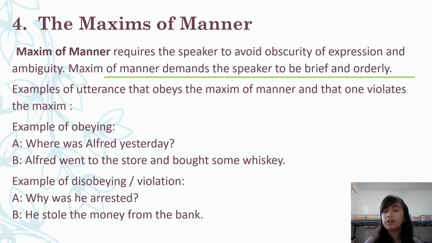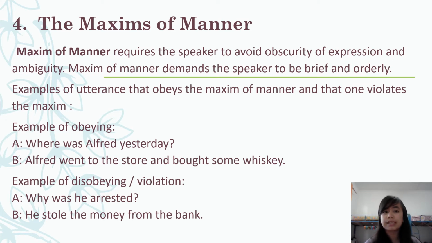The fourth one is the maxim of manner. The maxim of manner requires the speaker to avoid obscurity of expression and ambiguity. The maxim of manner demands the speaker to be brief and orderly. Example of obeying: Where was Alfred yesterday? Alfred went to the store and bought some whiskey. B's answer obeys the manner maxim, be orderly, because he gives a clear explanation of where Alfred was.